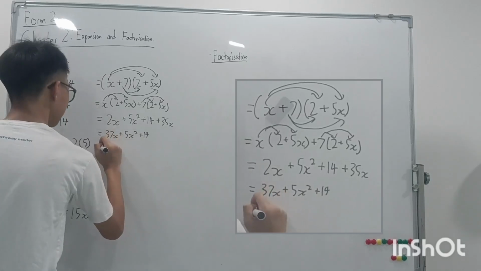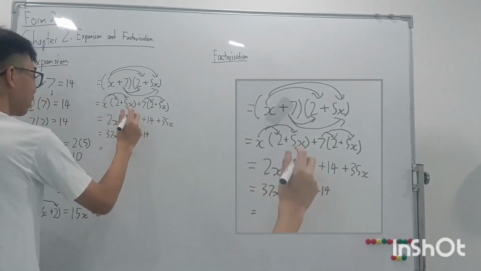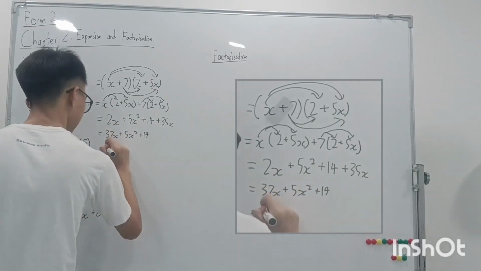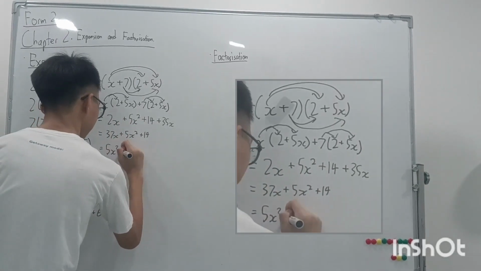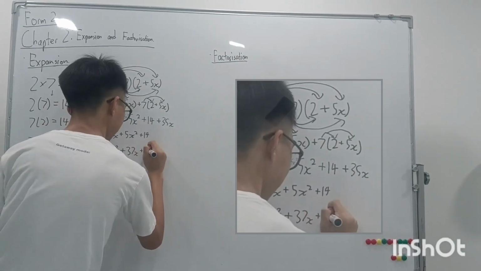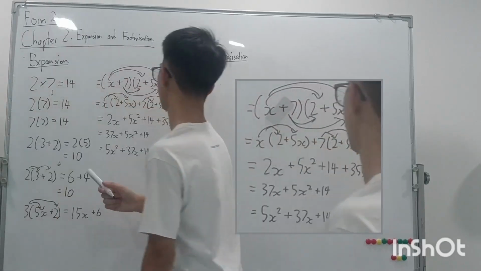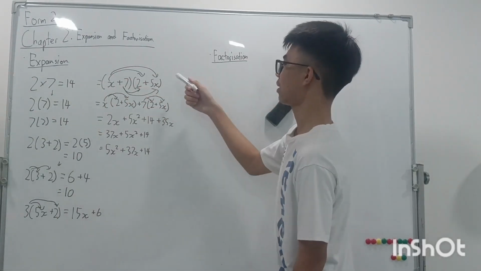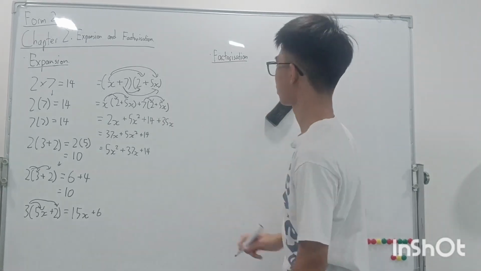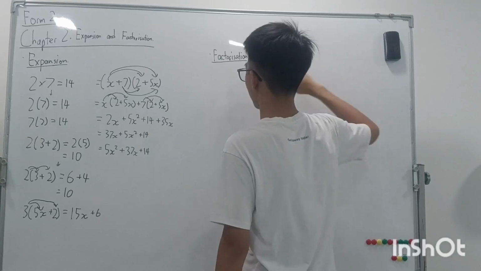We're going to arrange this so the first term will be the x squared term. So 5x squared plus 37x plus 14. So that's how to expand this type of equation. Okay, so now we're going to move on to factorization.